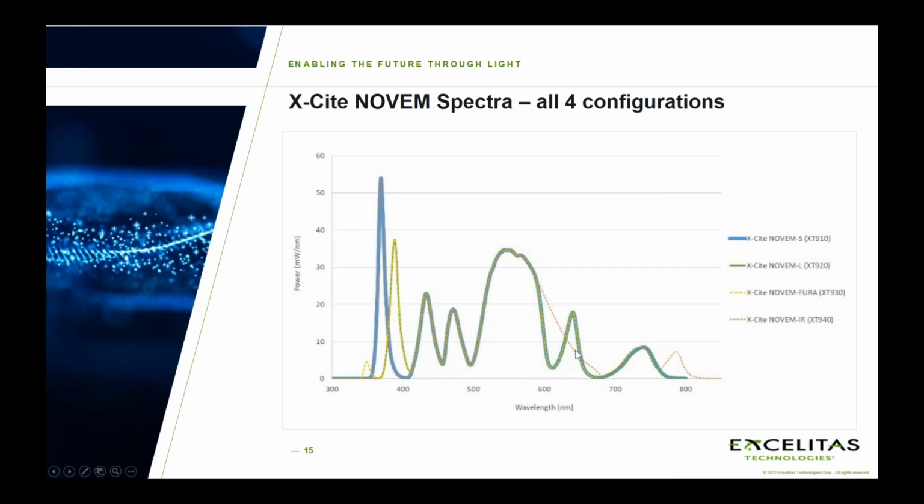Finally, the IR version, which is here in red, that extends all the way to 800. And as mentioned, IR is important because ICG is a fluorophore used in surgery, which is actually FDA approved. So a lot of people in labs are extending their research into the IR region in order to better understand how it's being used in surgical applications.